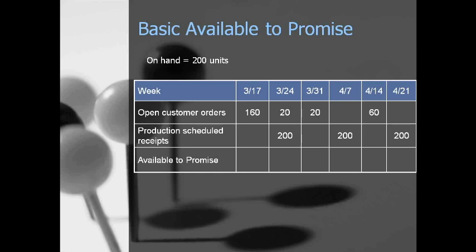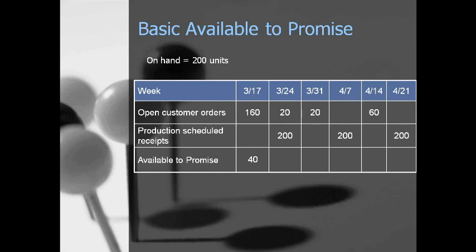And to get this whole thing working is going to require a pretty high level of communication between the demand planner, master planning, the sales folks, and possibly even several customers. So here's how the basic calculation works in an ERP system. You have 200 units on hand right now. We're in the week of 3/17. You have 160 customer orders. So the ERP system would calculate that you have 40 units left available to promise.